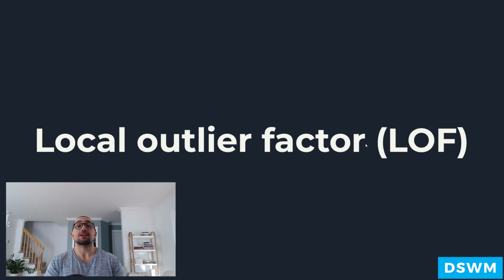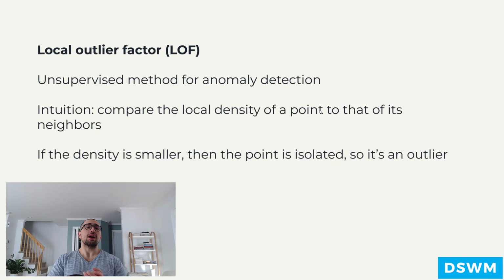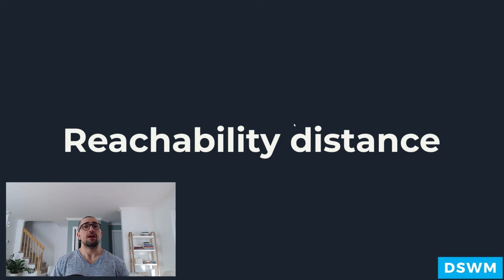All right, and now let's take a look at the last method that we'll explore today, which is the local outlier factor. So this is an unsupervised method for anomaly detection. And the intuition behind this method is that we will compare the local density of a point to the local densities of its neighbors. And so if the density is smaller for that point, then the point is likely to be isolated, and so it must be an outlier. So that is really the general idea behind this algorithm.